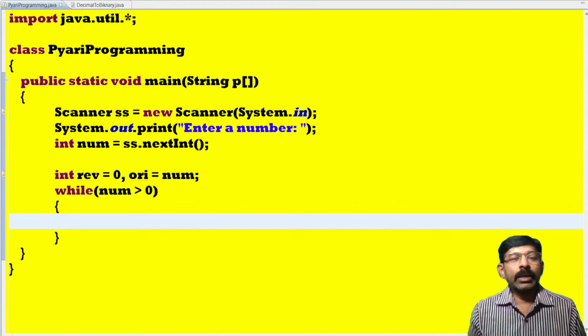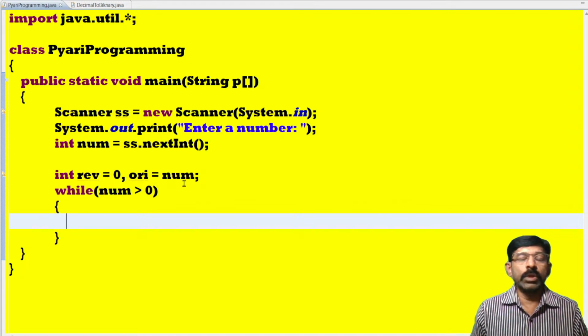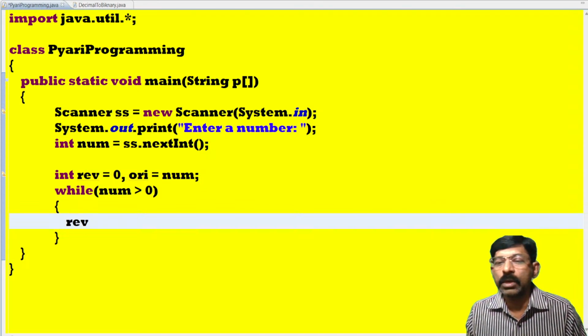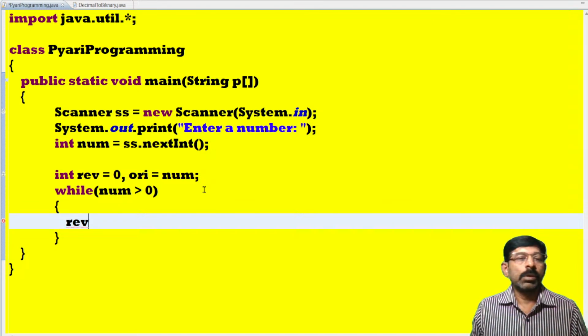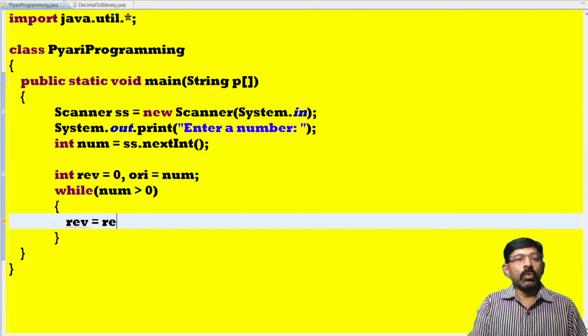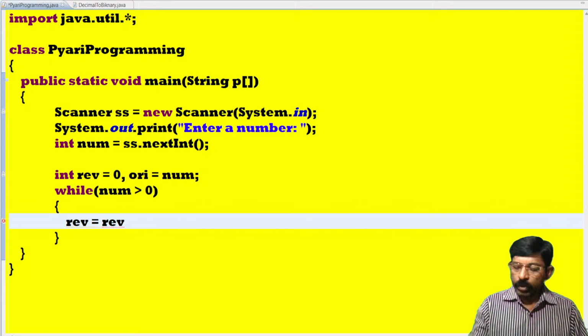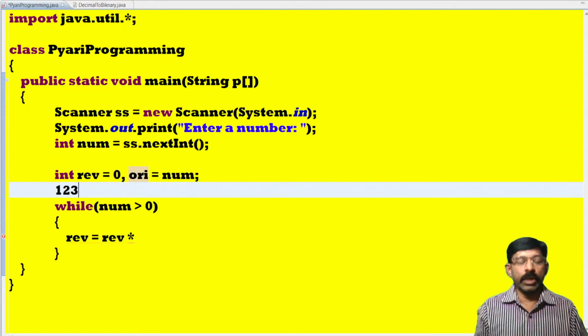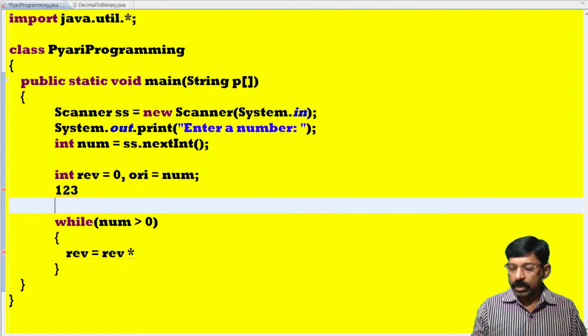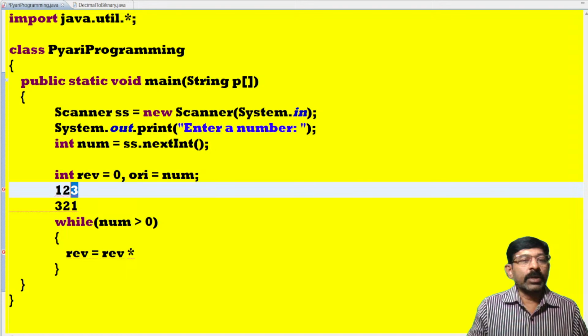So I will get the reverse of it. How to do this? I will say rev, reverse is equal to reverse into what exactly I should do. Suppose the number is 123. I need to take this 3 to which position? To first of all the 10th position, then to the 100th position.